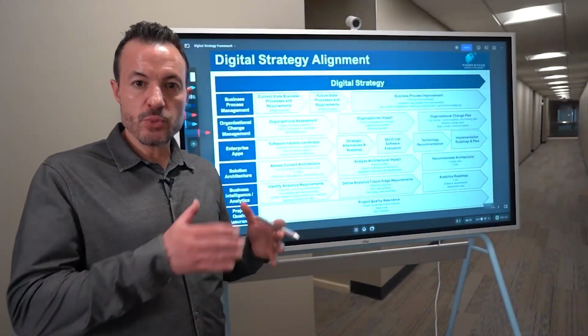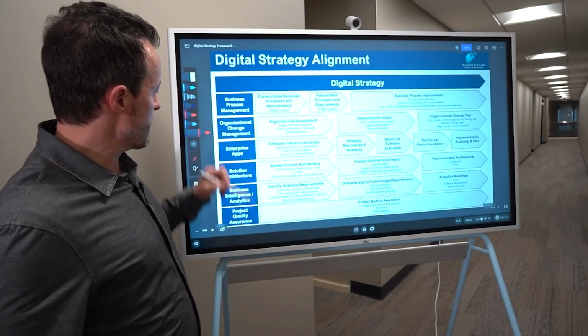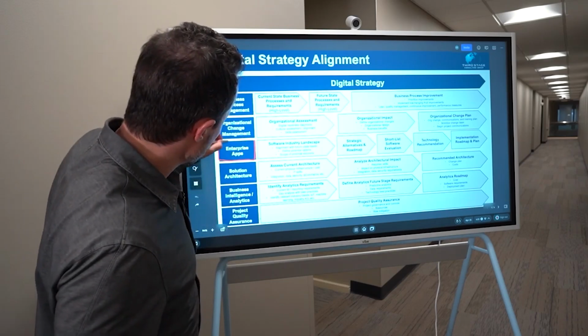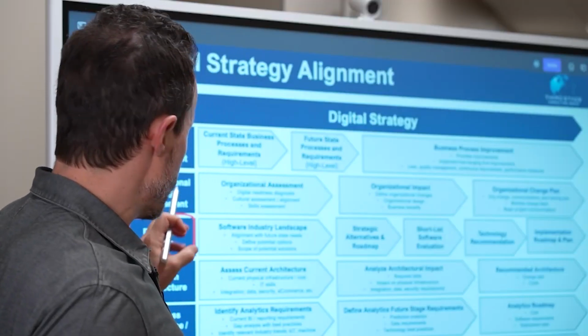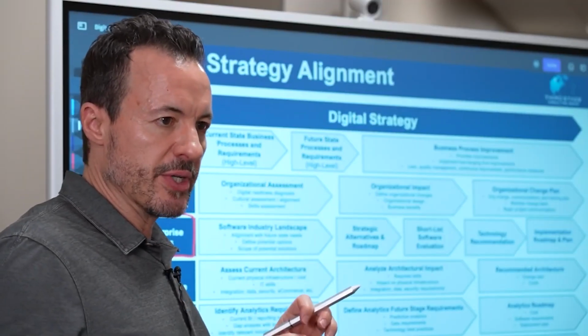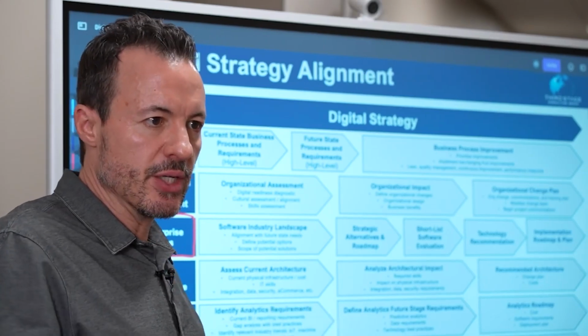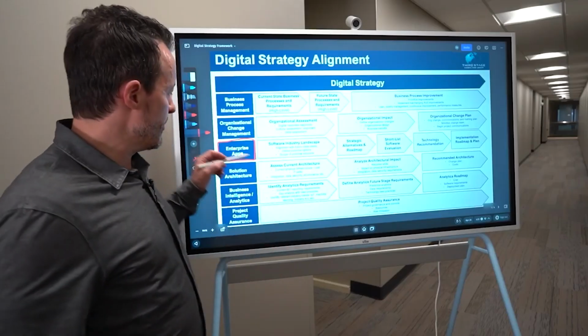A third work stream that's running in parallel with business process management and with organizational change management is the enterprise applications work stream. And this is really the more technical, the more software-focused aspect of our digital strategy. And I think this is probably the one that's most intuitive, especially if you're a CIO or an IT person. This is the one that's very tangible.